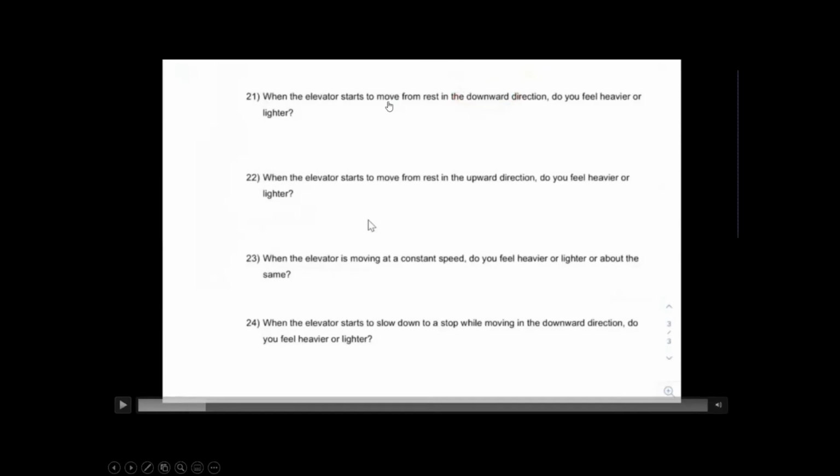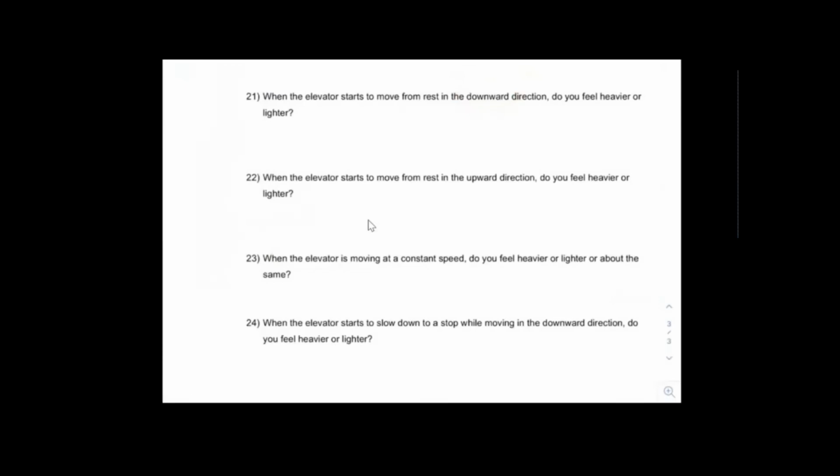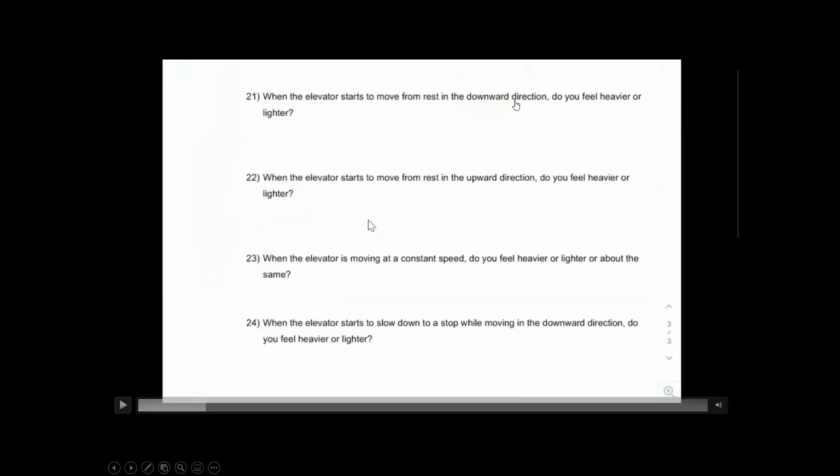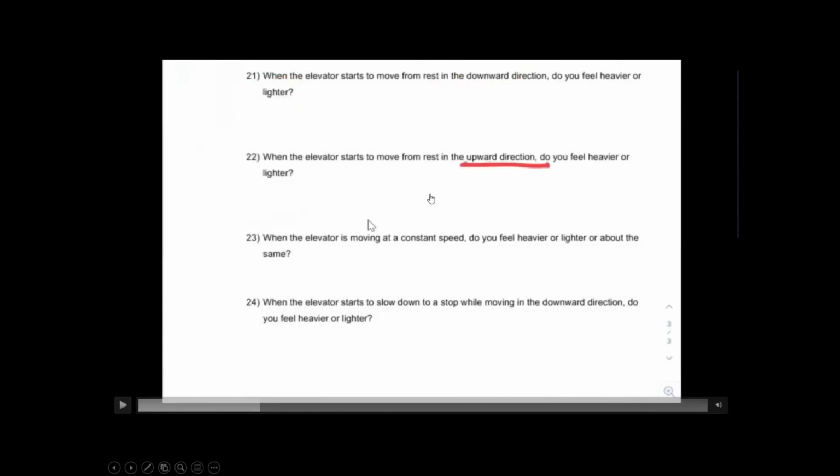All right, so 21, when the elevator starts to move from rest in the downward direction, you will feel lighter because of inertia. Yeah, because your body is going to resist change of motion. It starts to move from rest in the downward direction, which means that it's accelerating in the downward direction, and the body is going to resist that change of motion. Okay, so when the elevator starts to move from rest in the upward direction, you will feel heavier because your body, because it's got mass, right? So it's going to offer resistance to change of motion. All right, so that resistance is going to appear as the actual weight.